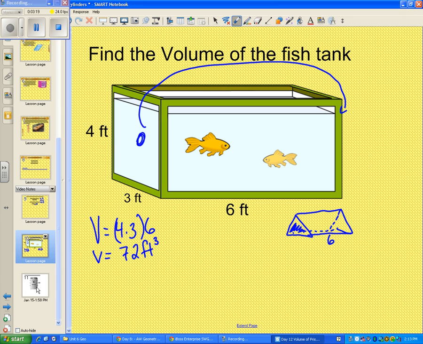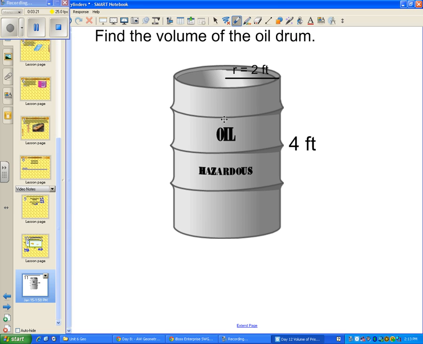And so then we have this oil drum, which looks like a cylinder. So if I wanted to find the volume of this cylinder, I remember the volume is the area of the base, which happens to be a circle, and then we multiply it by the distance between the two circles. So the volume is going to be found by pi times the radius squared, 2 squared, times the distance between them, which is 4.